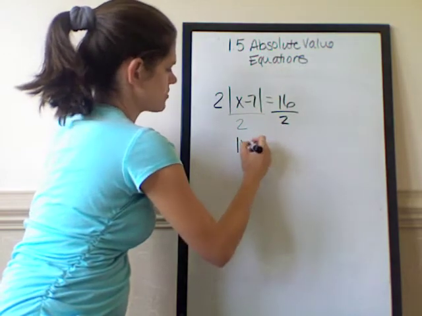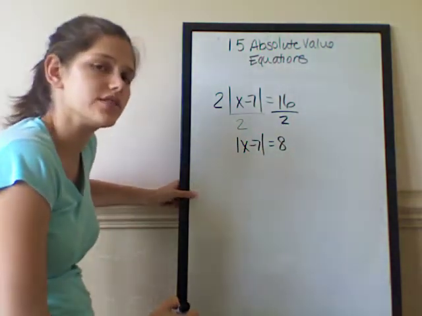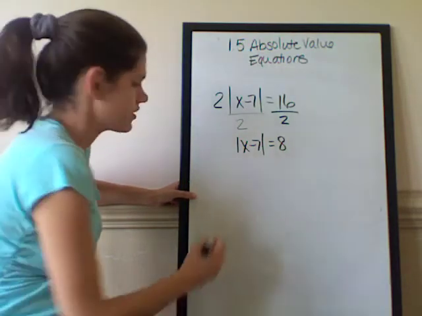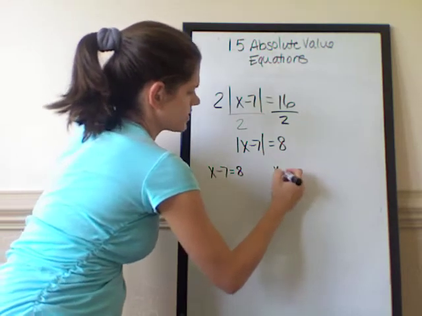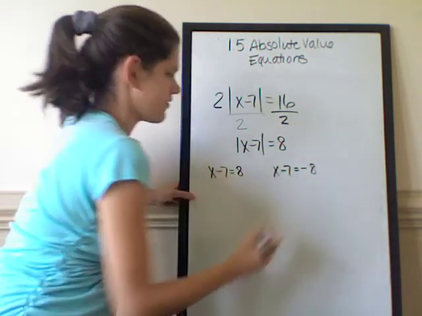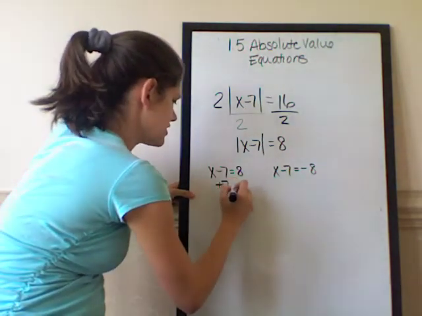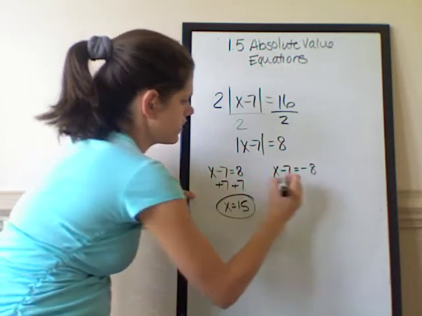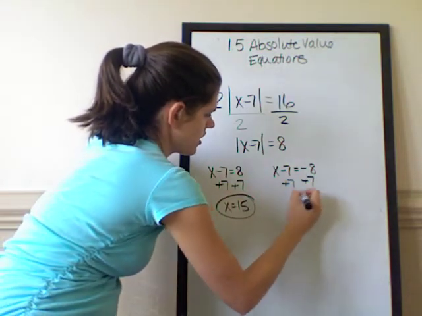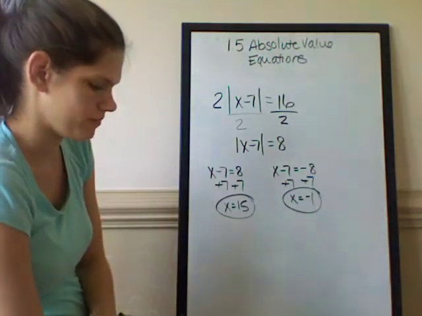So I now have the absolute value of x minus 7 equals 8. And now I can go ahead to the next step, which is the rewriting. So I have that x minus 7 equals 8, and x minus 7 equals negative 8. And now I'm just going to solve like I do in Algebra 1, adding 7 to both sides. So x equals 15 is my first answer, and over here, x equals negative 1 is my second answer.